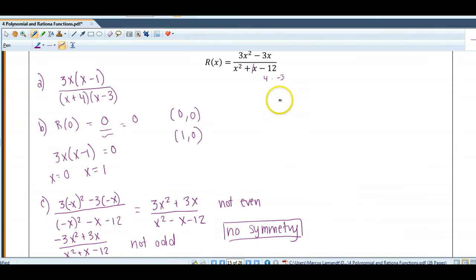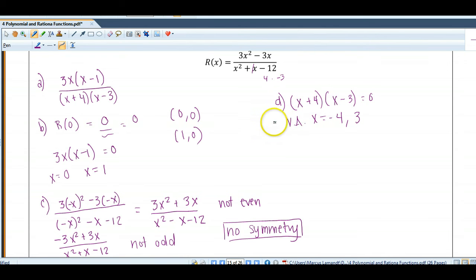Okay. Part D, if we look for vertical asymptotes, we set the bottom equal to 0. X equals negative 4 and x equals positive 3. These are the vertical asymptotes.